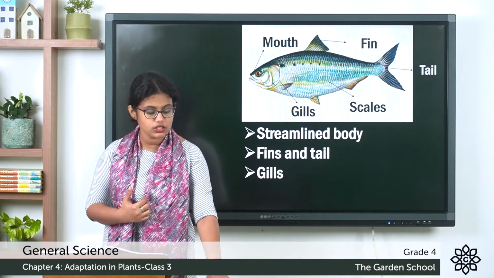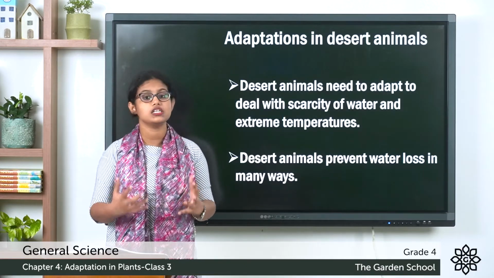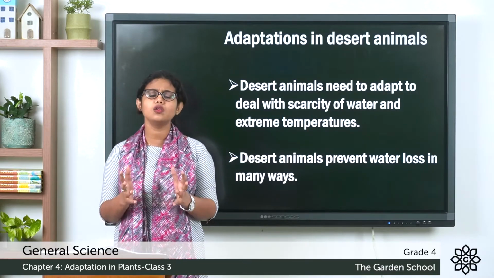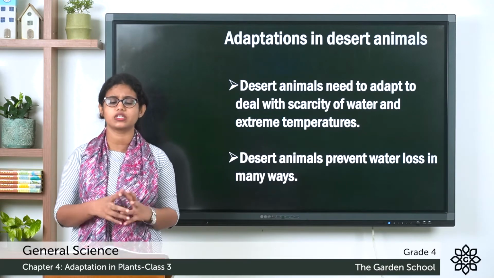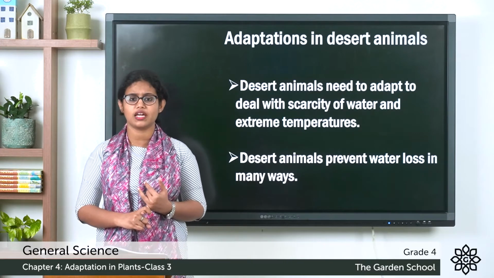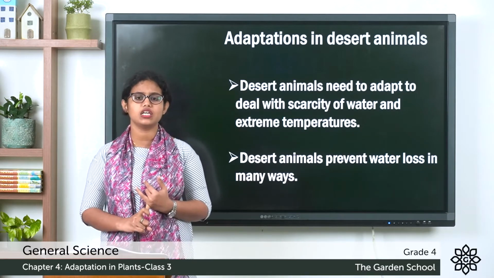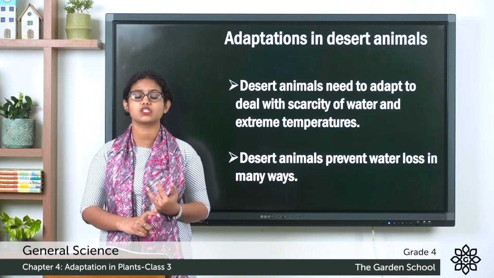Now let's see the adaptation in desert animals. So you all know what a desert is, right? A desert is a land which is covered with sand. What about the temperature there? It is very hot during the day and there is even sand blowing.